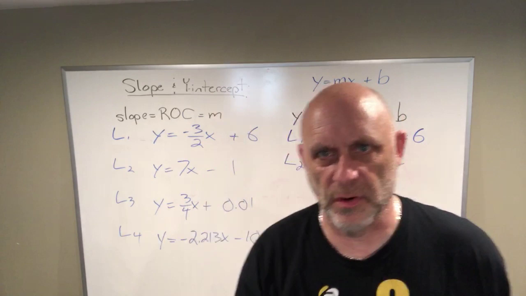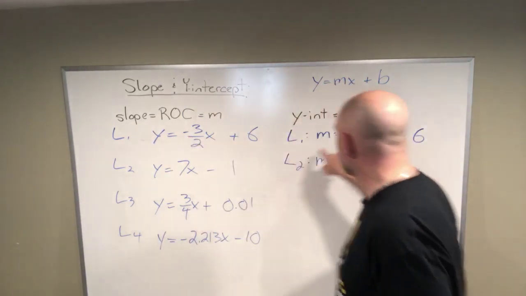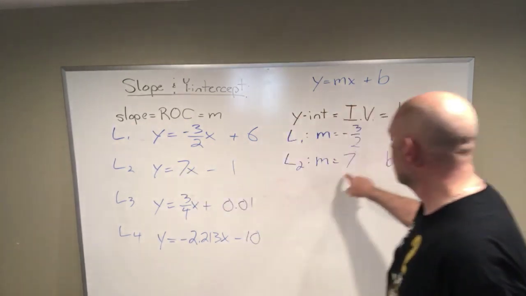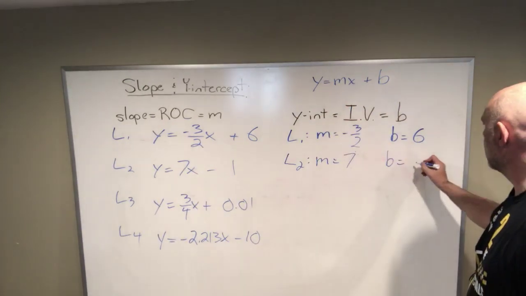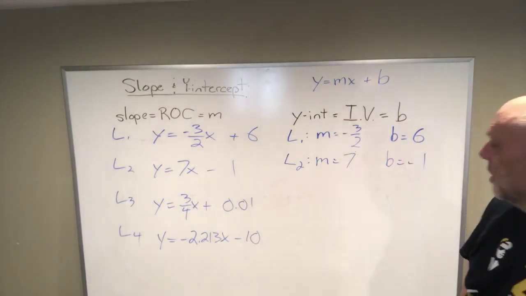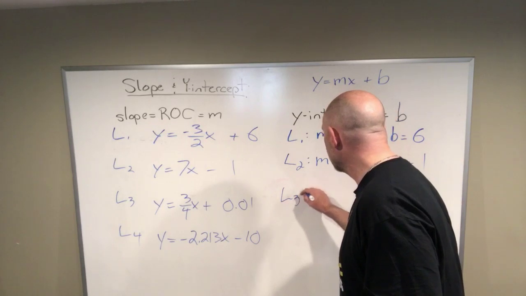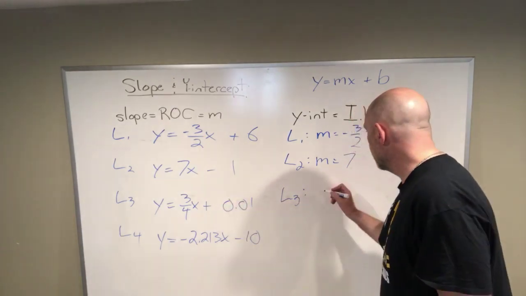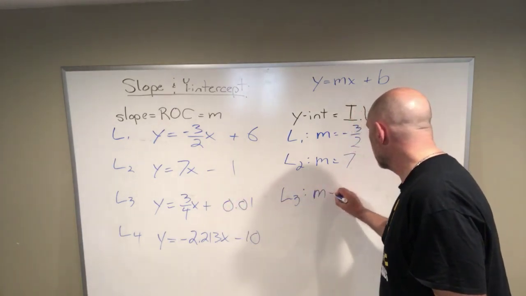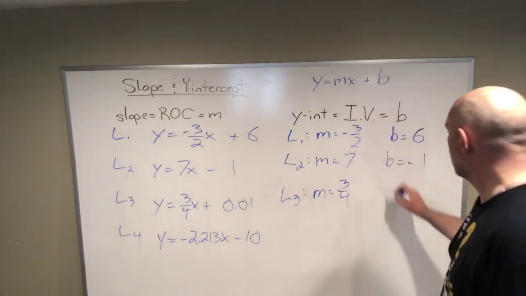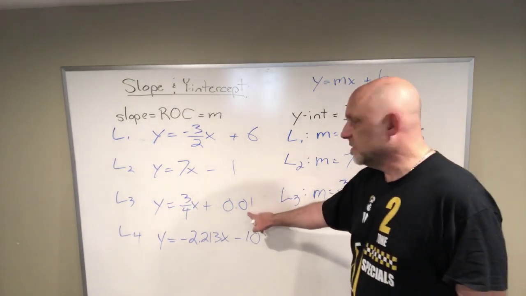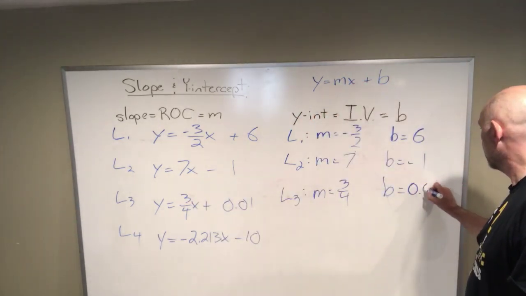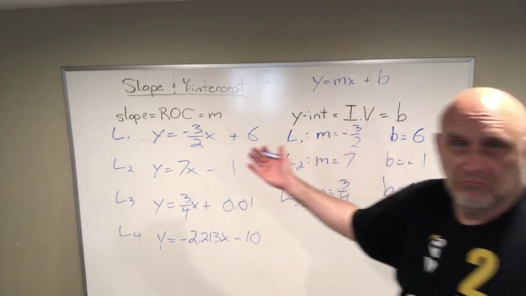Signs are important. Negative 3 over 2. See, I took that with it. Positive 6. Positive 7. Negative 1. That's where it crosses. L3. What are the stats on L3? What's the slope? What's beside x? 3 over 4. What's the y-intercept? 0.01. They're both positive. It's not a big deal.